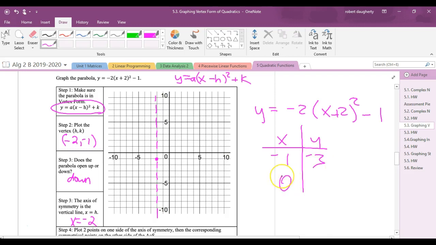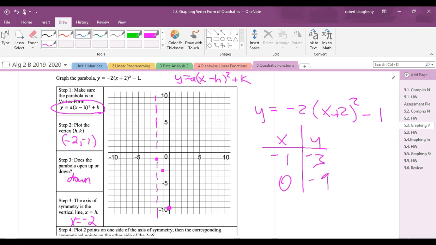Let's pick 0. If I put in a 0 here, this becomes 2. 2 squared is 4. 4 times negative 2 is negative 8. Negative 8 minus 1 is negative 9. So I know that the point negative 1, negative 3 is on the graph, and 0, negative 9 is on the graph.